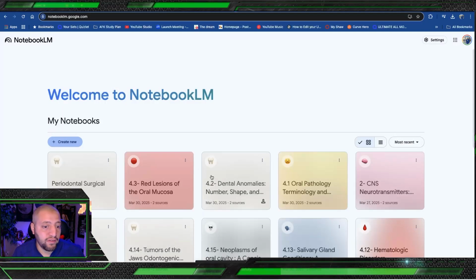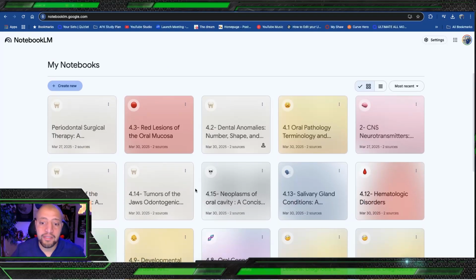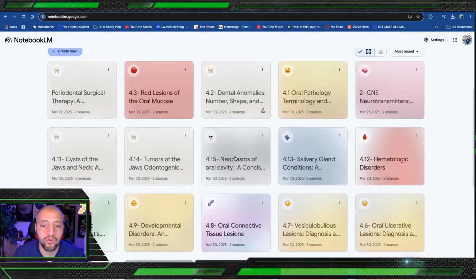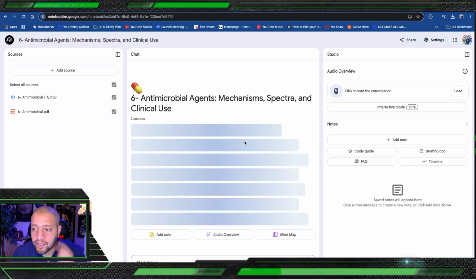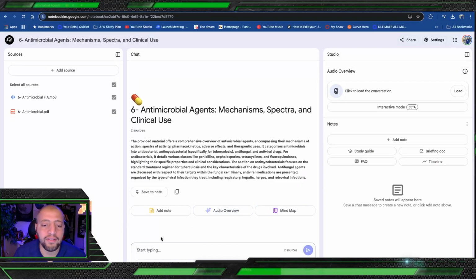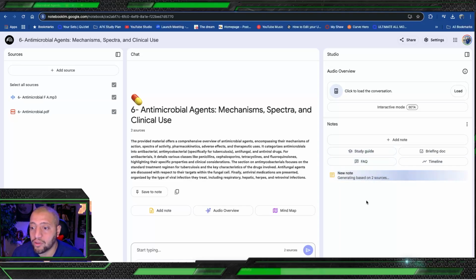I didn't finish everything yet because I'm still in the process of this experimental phase and making sure everything's fine. So we have here, for example, this one, antimicrobial for antibiotic. You can have it here, you can add a note, you can get this mind map, you can hear this audio, you can interact with this one. So the study guide will give you some questions from this one, frequently asked questions as the name implies. It's really interesting, really interactive, I really like it.